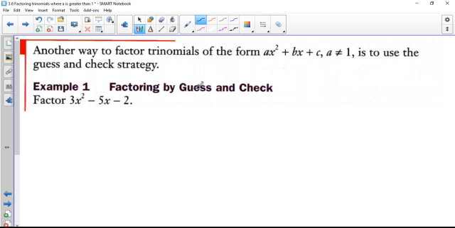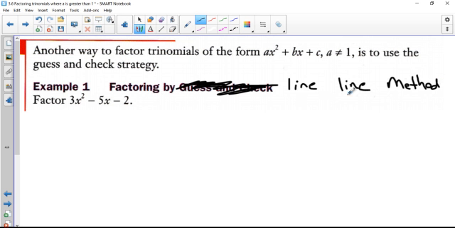This one talks about factoring again and guess and check. We're not going to use the guess and check. We're just going to do the line method. Hopefully this audio is a little bit better, and if not, just go online, watch the video, watch the process that's going on, and also check out the PDF, and hopefully from that you'll get it.